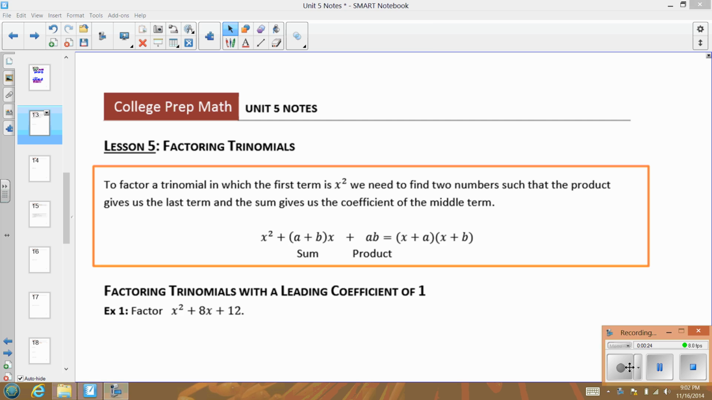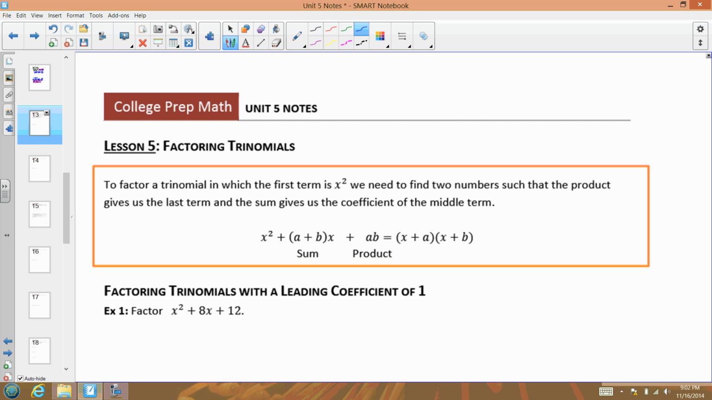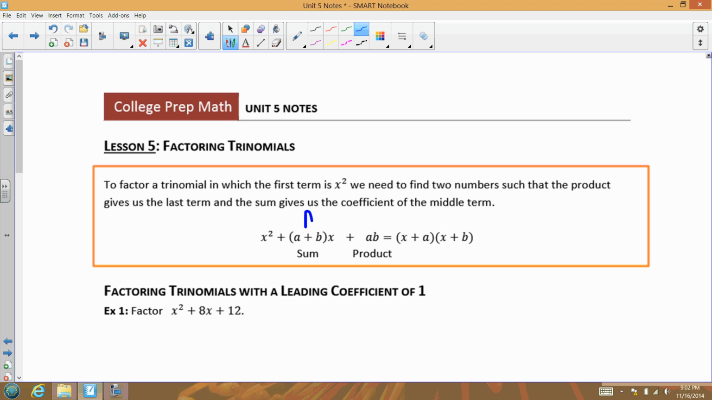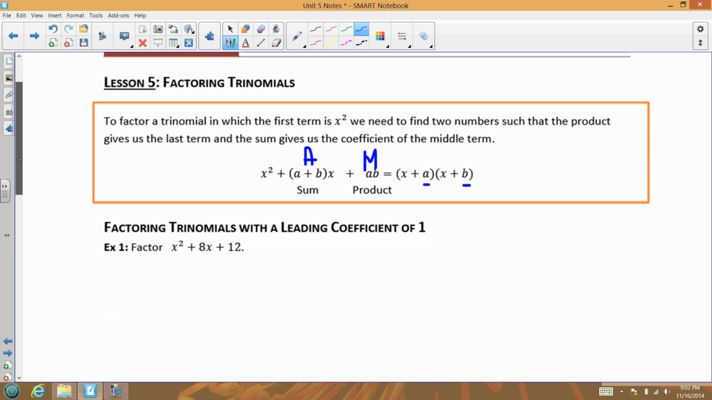There's a pattern when factoring trinomials: you always have to add to the middle term and multiply to the number at the end. That's how you figure out these a and b values, the numbers you're going to use for the factors. So let's look at some examples here.